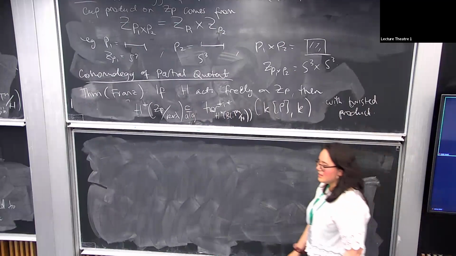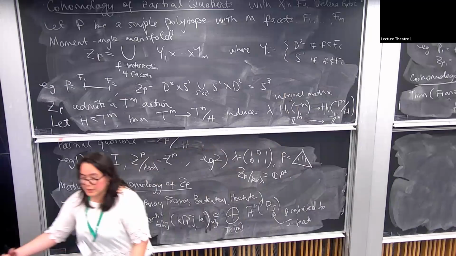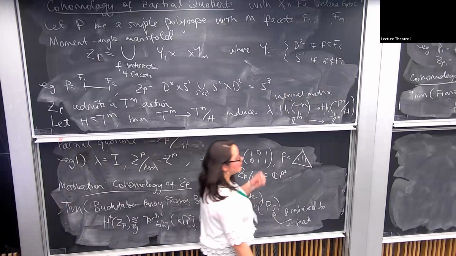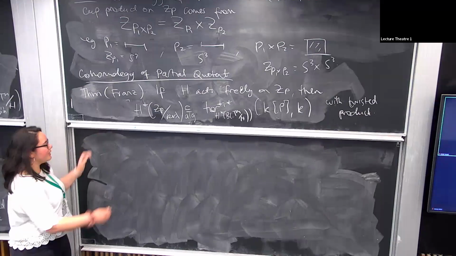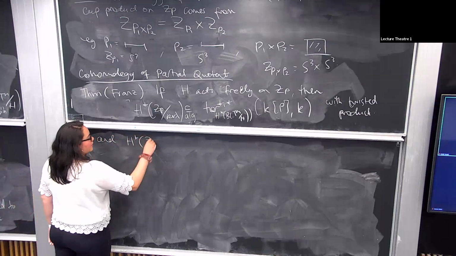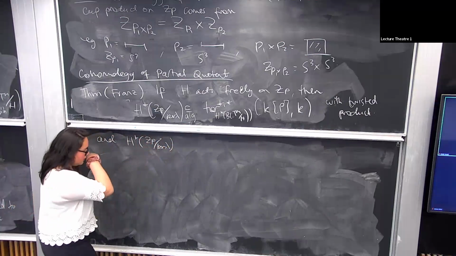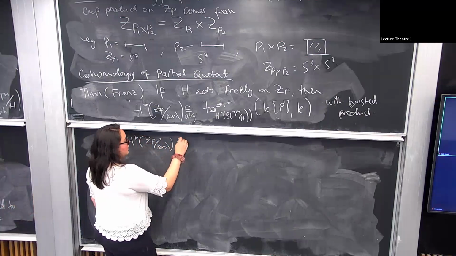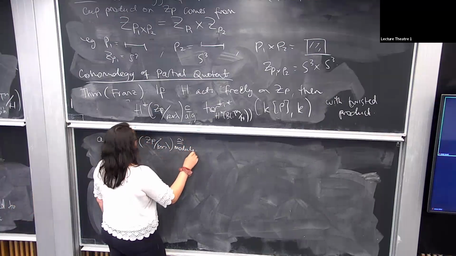So as I said already, this isn't necessarily the easiest thing to work with when we want to find explicit generators for the cohomology. But he did also show that the cohomology of the partial quotients is isomorphic, but this time only as modules.